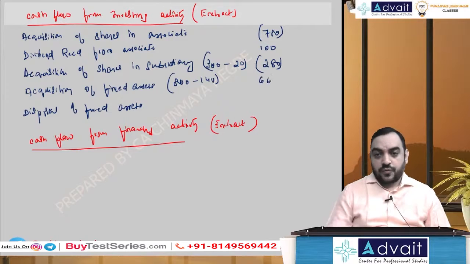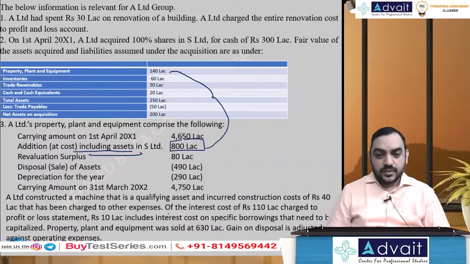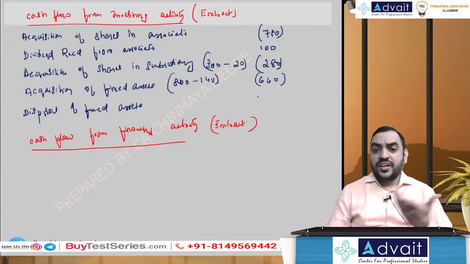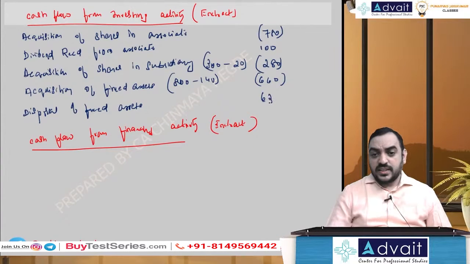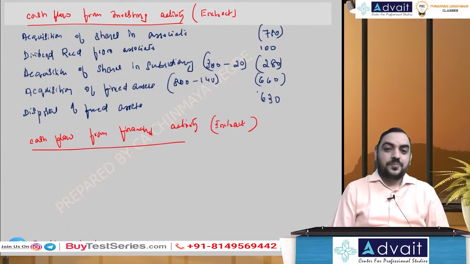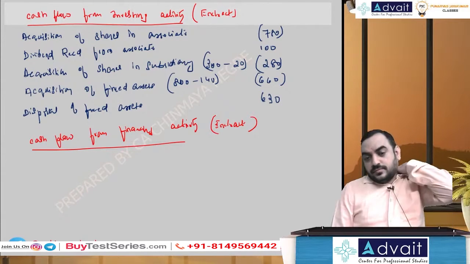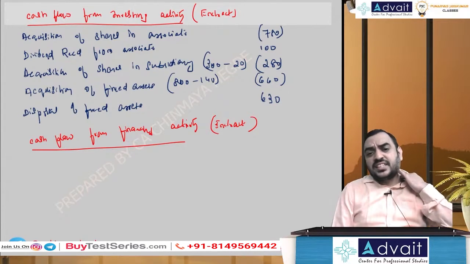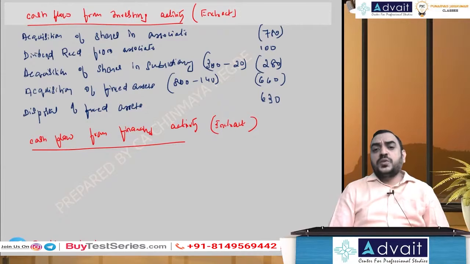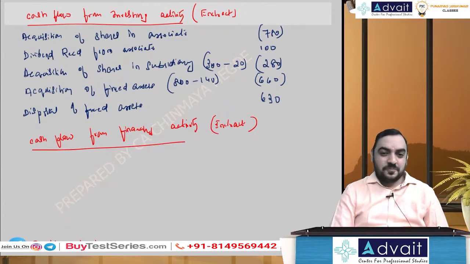660 outflow. Disposal, I think that is directly given, 630. No need to take gain separately. This 630 includes gain also. Anything else will come in investing activity based on the information what we have.